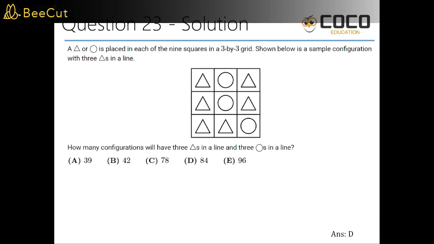Question 23. So how many configurations will have 3 triangles in a line and 3 circles in a line? Okay, these 3 triangles on a line, 3 circles on a line, they can be in the vertical direction or they can be in the horizontal direction.